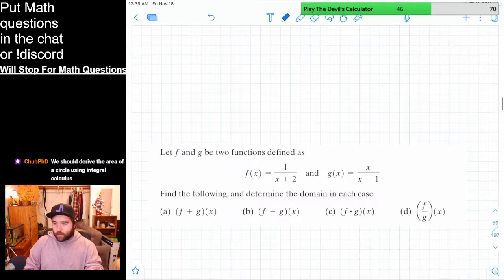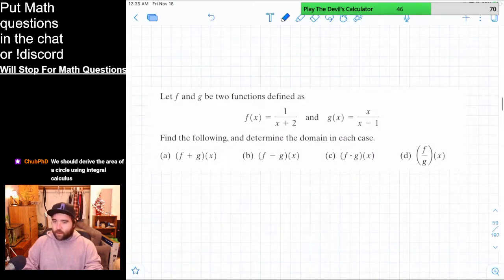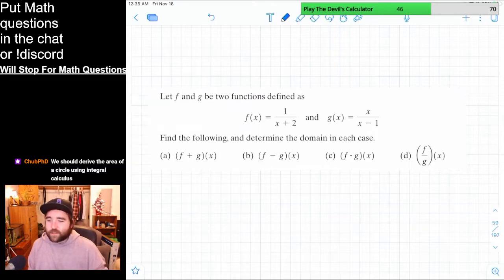And then, let's see, Chubb suggested we derive that formula. That's not a bad idea. I'm not sure if I've ever done that. So maybe we will. I don't know what we want to start with. But anyway, let's finish this last problem.